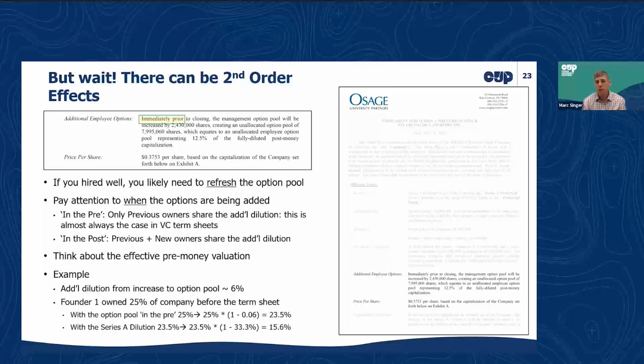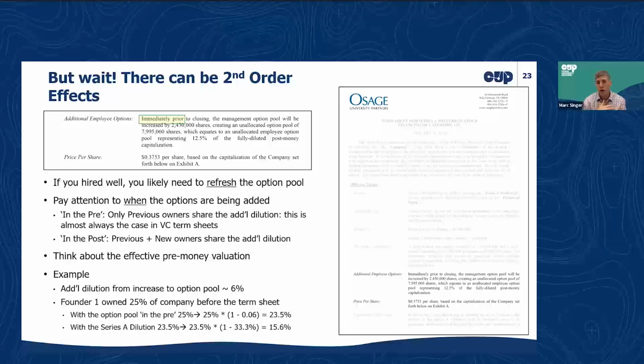And most venture capital term sheets are structured this way, where the new options go into the pre-money, not into the post-money. So they dilute the existing shareholders and not the new shareholders. Sometimes that can be a negotiation point, and sometimes it can be put in the post-money, or it can be a blend, but usually it's in the pre-money.